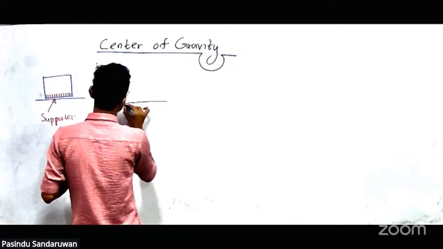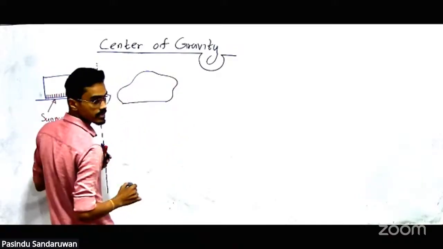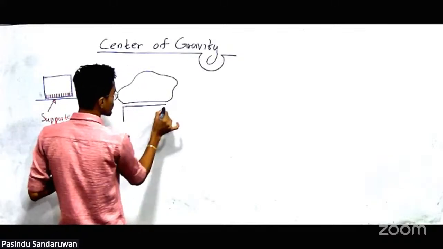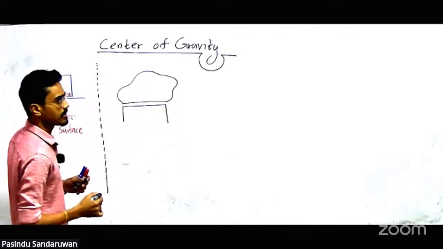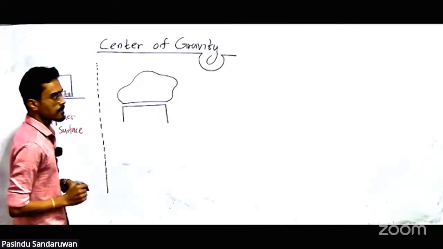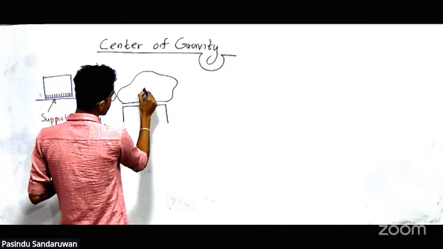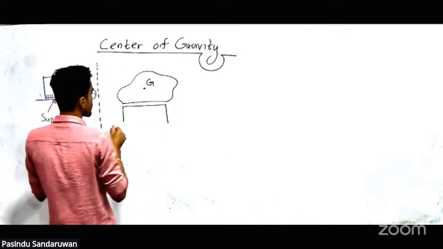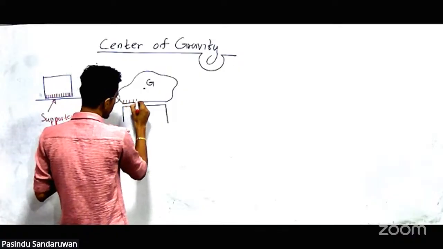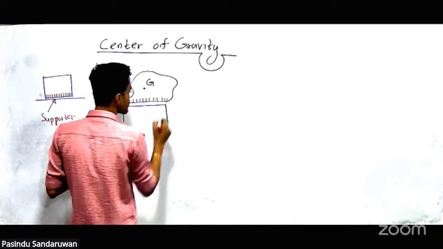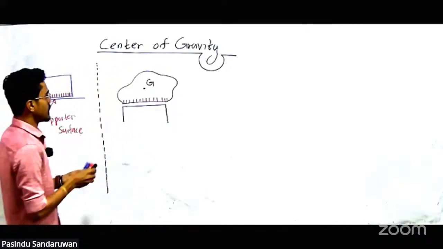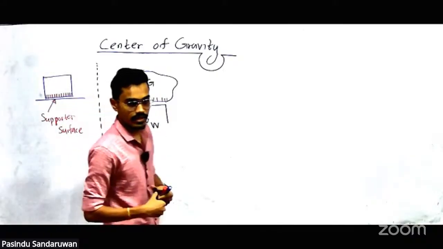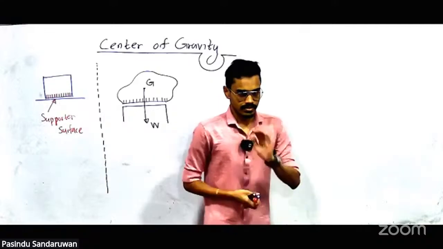Now, look here. This is a random object, and it is kept in equilibrium on a surface like this. Say the center of gravity of this object is inside the supporter. Now you can understand what the supporter is. I'll mark the supporter identity. See, this is the supporter surface.